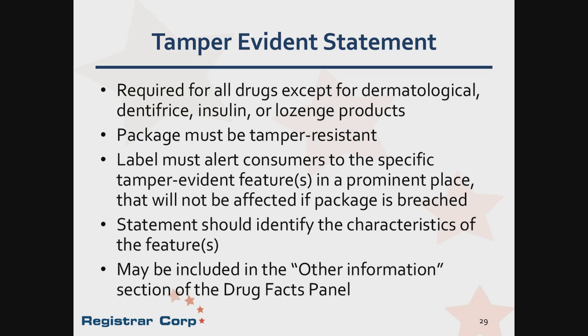The statement must be in a situation where it won't be affected if the package is actually breached. And the statement should include the characteristics of the features. So for example, you might put prominently on the principal display panel something to the effect of, "Do not use if seal around the bottle cap is breached or missing," something to that effect. You can also include this statement in the other information section of the drug facts panel that we'll get to a little bit later in the presentation.